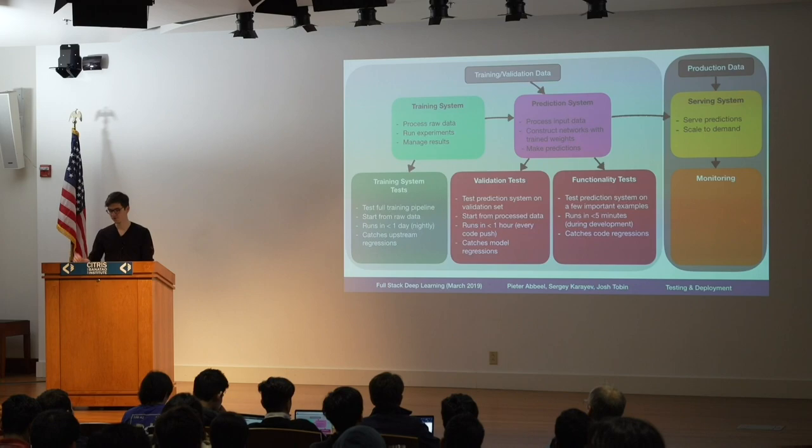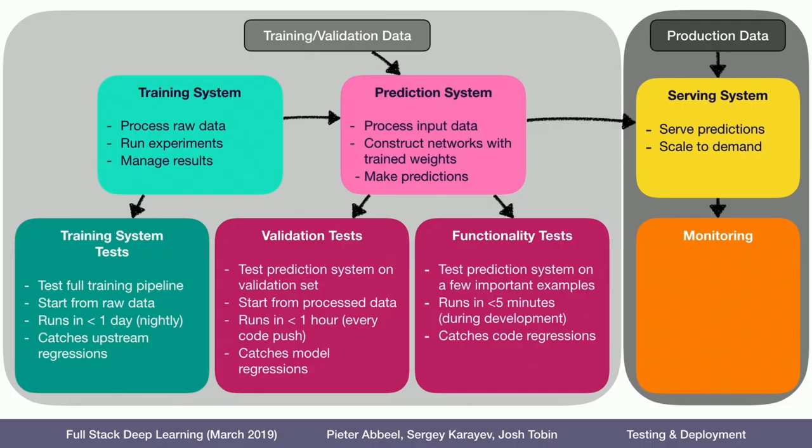Lastly, for the serving system, there are no tests because it's production data that we've never seen before coming in, and we don't know what it's supposed to be predicted as. So we think of this as monitoring instead of tests. The basic thing for any kind of serving system is we just want to know, is it up? Is it serving predictions? Are there errors? But for a machine learning system specifically, we also want to know, is the data distribution roughly the same as the training data distribution that we trained on?